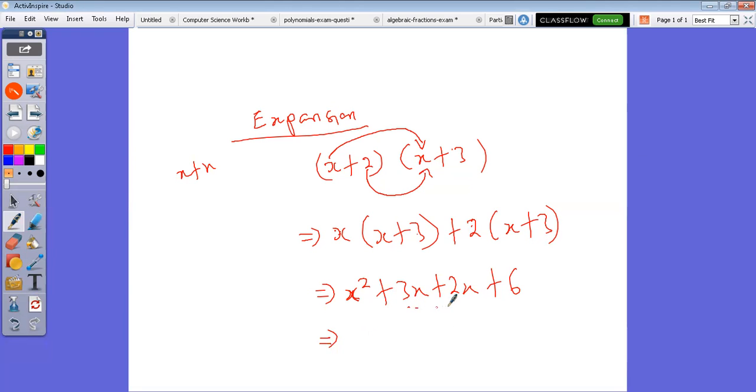Then we can add these, both these are like terms. So what's our final answer? x squared plus 5x plus what? Plus 6. Is that clear? Yes, sir. Making sense?